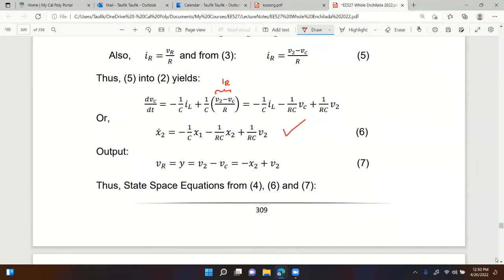So output is y, right? y is equal to VR. So we already have the equation for VR. That's V2 minus VC. So here's our output equation.